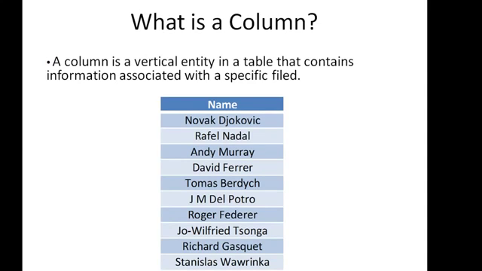What is a column? A column is a vertical entity in a table that contains information associated with a specific field. In the table that we saw for tennis players, we have all these columns in it. The name is the field, and all the information associated with names is stored in a column in the table. Novak Djokovic, Rafael Nadal, Andy Murray, all these are names of tennis players, and similar information about names is arranged in columns, right?